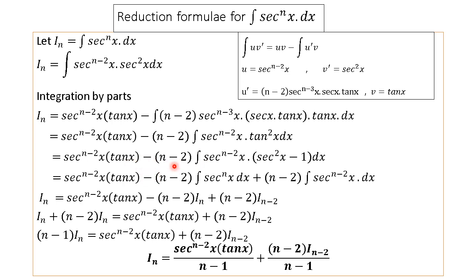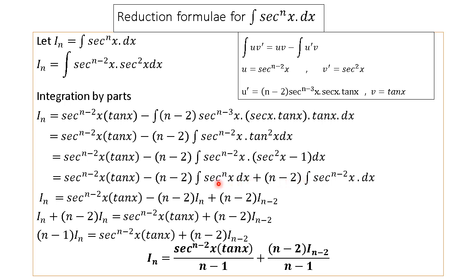In the next step, multiply this n minus 2 with these terms. Here we get minus n minus 2 into secant to the power n minus 2 x into secant square x. Secant to the power n minus 2 into secant square x is secant to the power n minus 2 plus 2; plus 2 minus 2 gets cancelled, remaining is secant to the power n x dx. Then minus into minus gives plus n minus 2 into secant to the power n minus 2 x. Multiplying n minus 2 secant to the power n minus 2 x with 1, you will get this one.